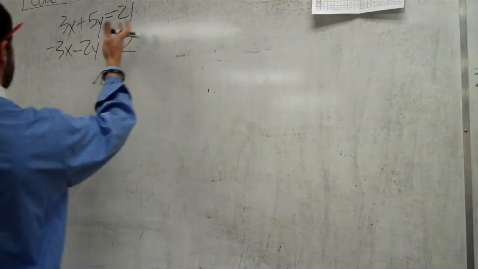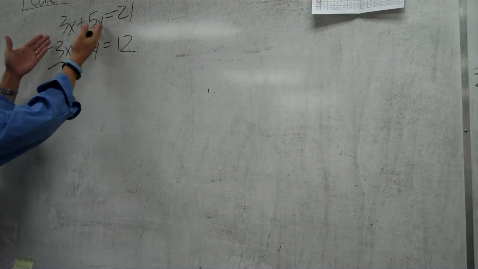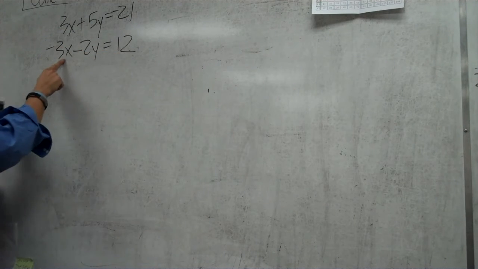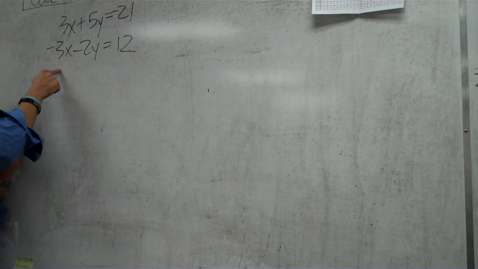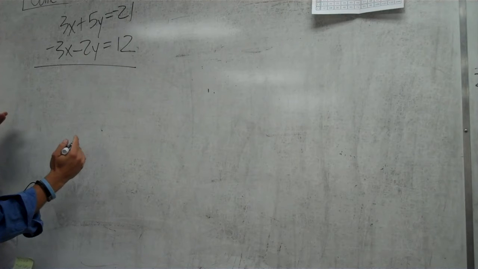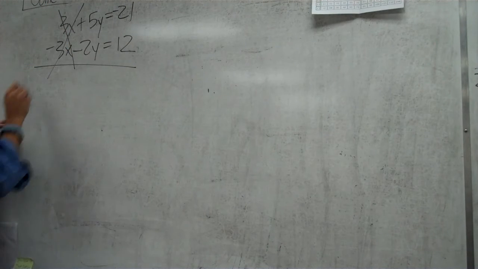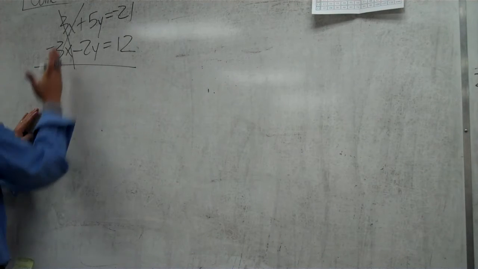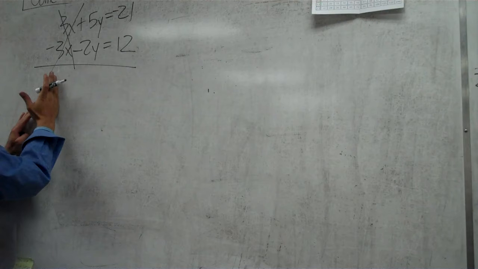Substitution would be really obnoxious because you'd have thirds and fifths and halves and stupid fractions. But look, 3x and negative 3x, aren't those opposites? So what I can do is just add the whole equations together, and the x terms are canceled because they're opposites. When you add up this column, they're eliminated.